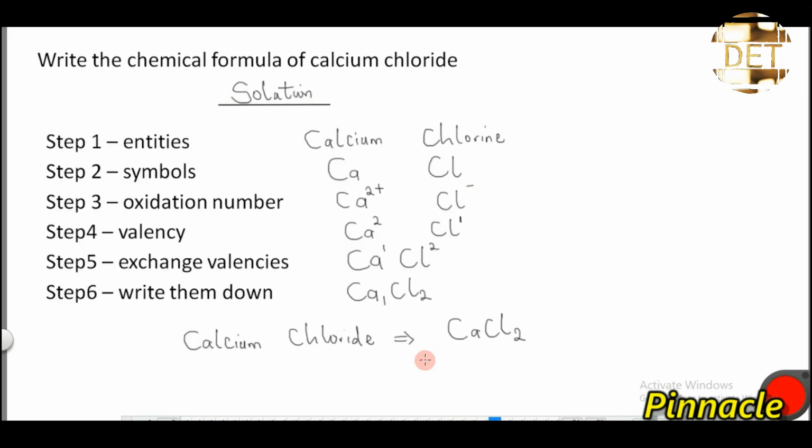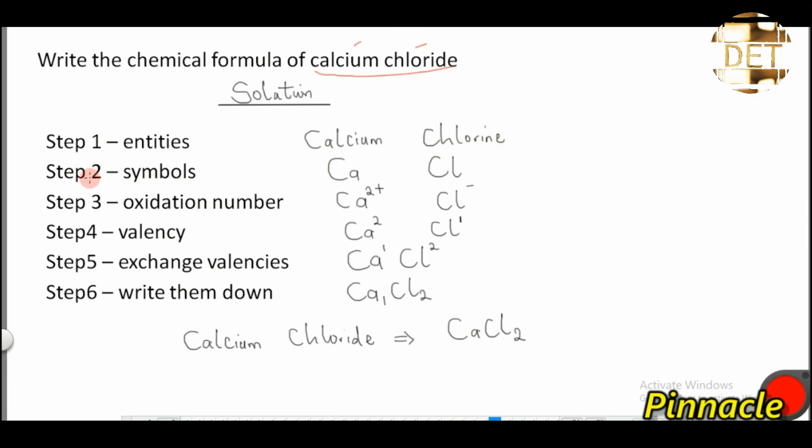Let's look at another example. Write the chemical formula of calcium chloride. The first thing that we want to do is to write out the entities, the elements that are involved. When you hear the word calcium chloride, what should come to your mind is calcium and chlorine. So the two entities here are calcium and chlorine.